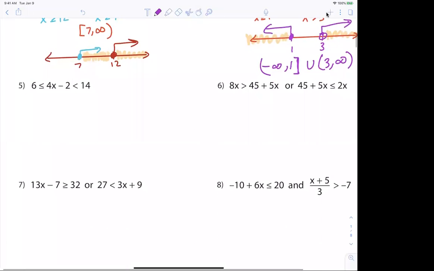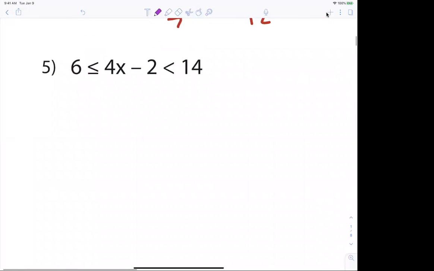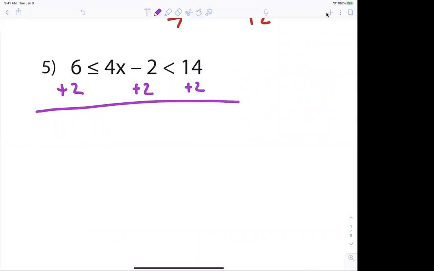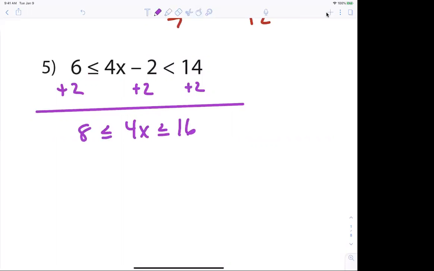All right, here we go. Let's check out number 5. Now, if you recall, this quantity is between 14 and 6. I'm just going to show you all the steps. You would add to both sides of the inequality, and then you would divide by 4. So that means x is between 2 and 4. X is between 2 and 4.